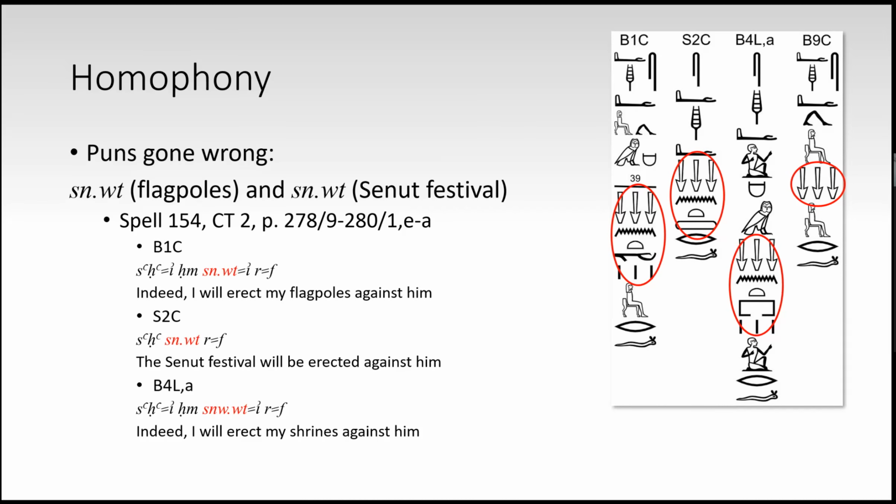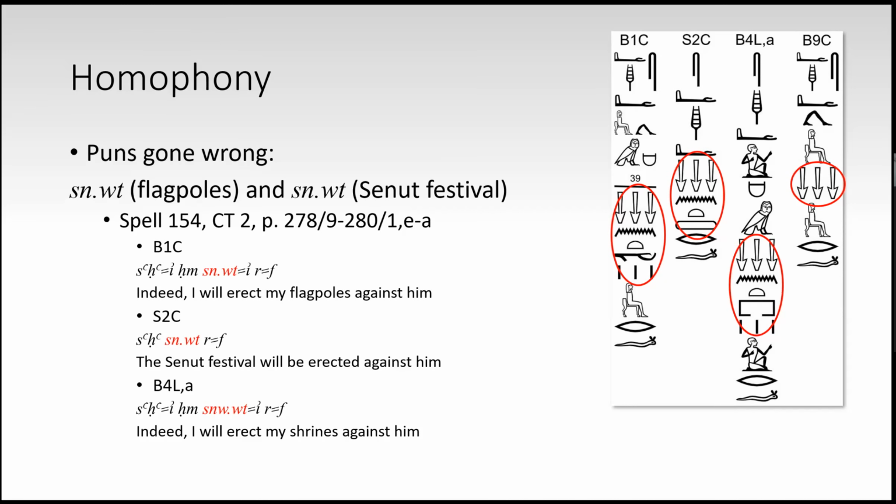However, this went slightly wrong in the other witnesses that have the same spell. And they clearly got confused by the Senut festival in question. So in S2C, it is actually written as the Senut festival. And I can't say if it's useful to erect a Senut festival. Maybe it's possible in ancient Egypt that you can erect the festival, but I rather think that here the scribe really got confused by the pun, actually. That this is a pun where it's simply wrong.